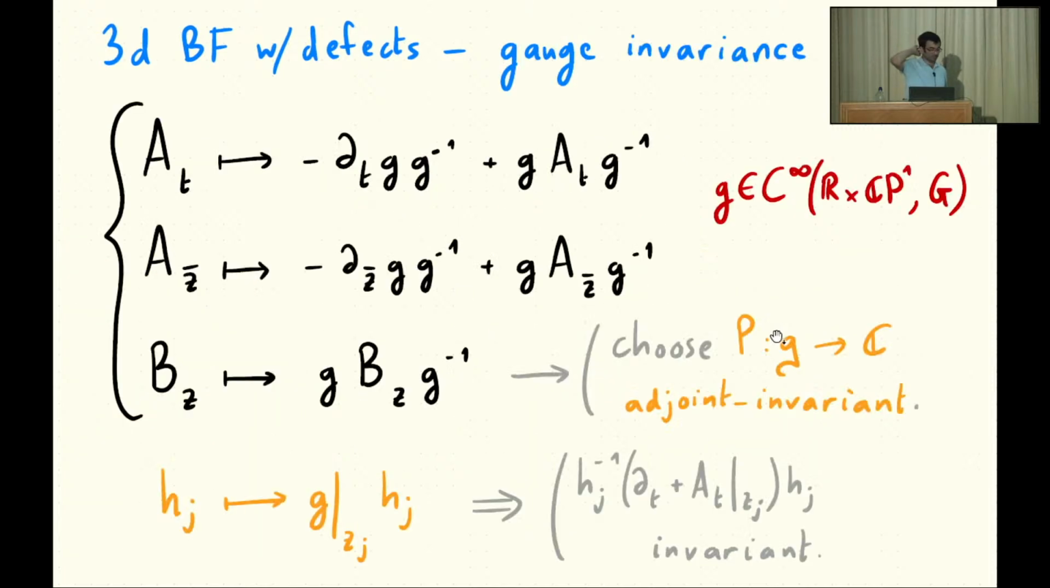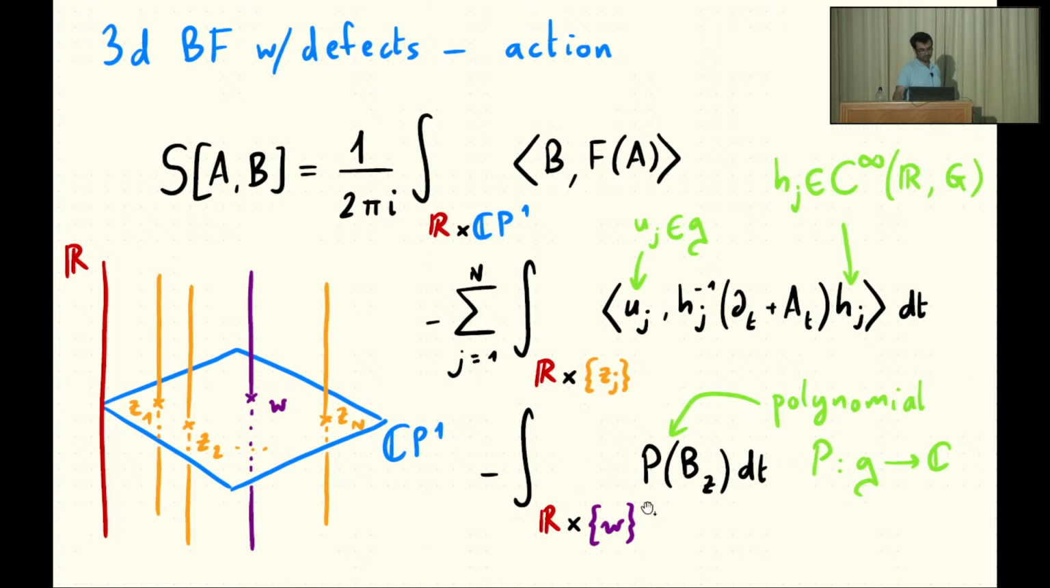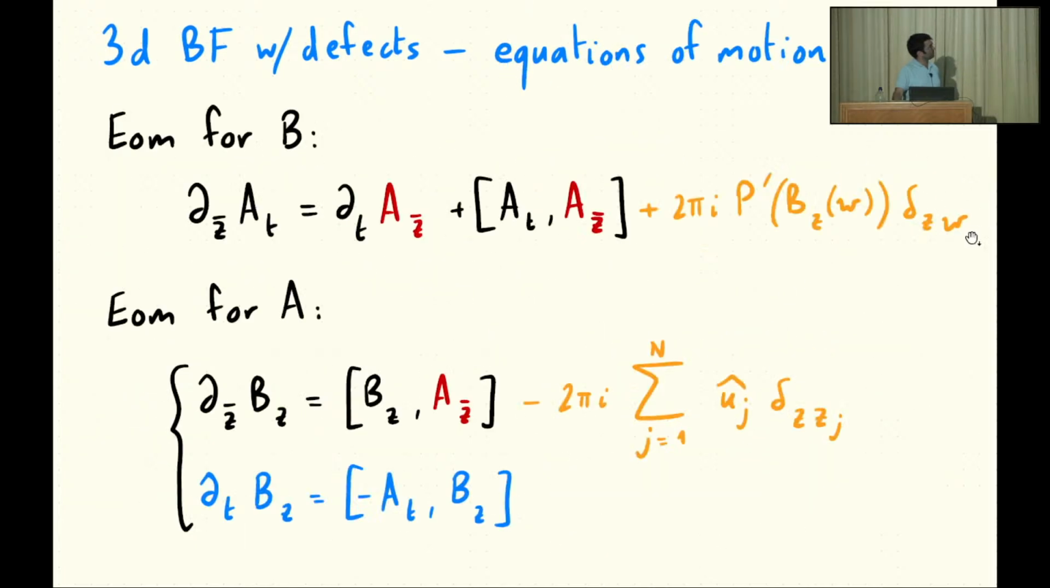So we have now a gauge theory again. We can look at the equations of motion, and they're now modified precisely by these two terms we added. So the first equation of motion for B is modified by this Dirac delta function term, which is localized at Z equals W because it comes from this term. Okay, so you can write this as the integral over R cross CP1 times a delta function, and so that's where this delta function comes from. It's in the equations of motion, it's purely localized at Z equals W. And similarly, this equation of motion here is modified by these delta functions at Zj. Okay.